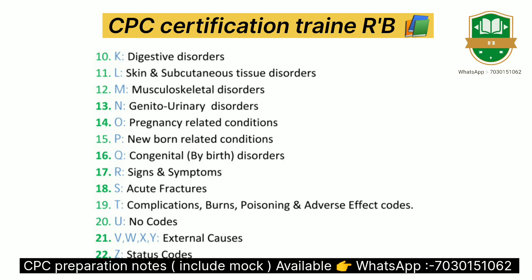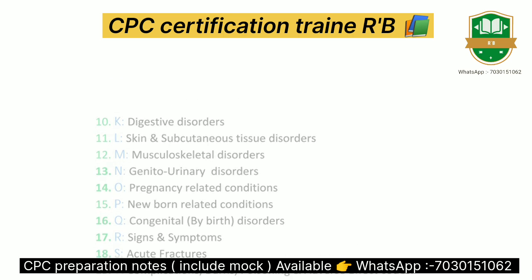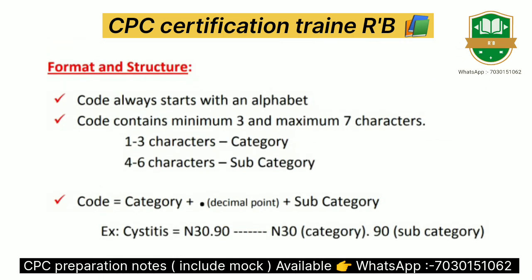Okay, then we will start directly with the format and structure of ICD. A code always starts with an alphabet. Then a code contains a minimum of 3 and a maximum of 7 characters. The first 3 characters mean the category, and the 4th, 5th, 6th characters mean the subcategory. Okay.